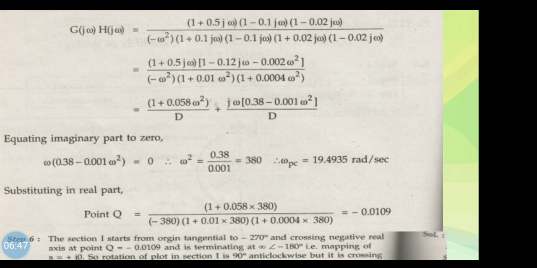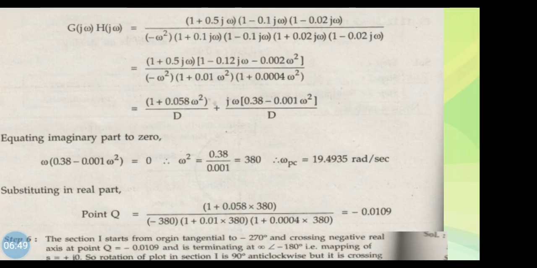So G(j omega)H(j omega) is equal to (1 + 0.5 j omega) into (1 minus 0.1 j omega) into (1 minus 0.02 j omega) divided by minus omega square into (1 + 0.1 j omega) into (1 minus 0.1 j omega) into (1 + 0.02 j omega) into (1 minus 0.02 j omega).